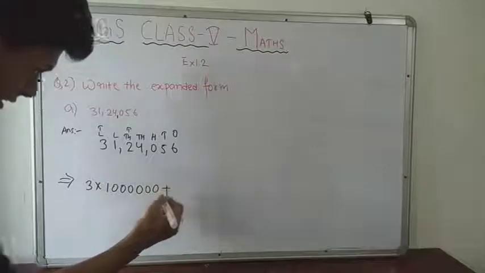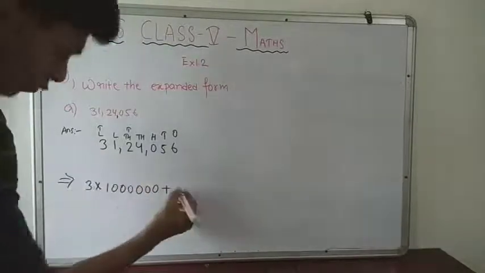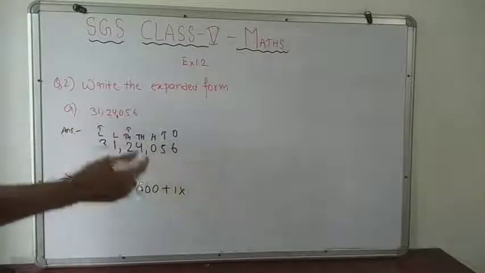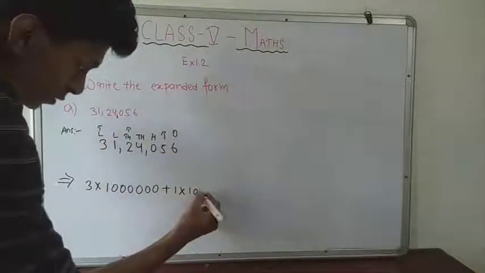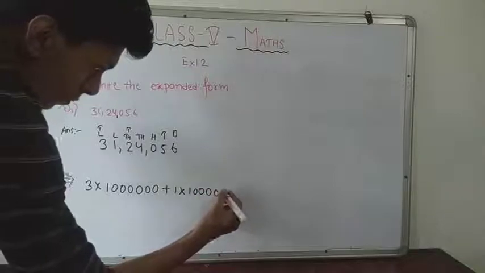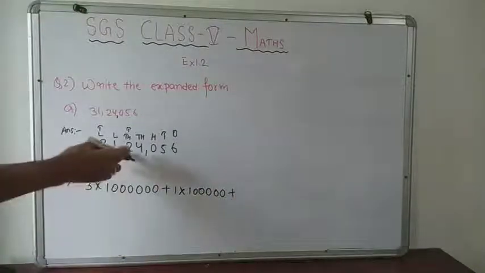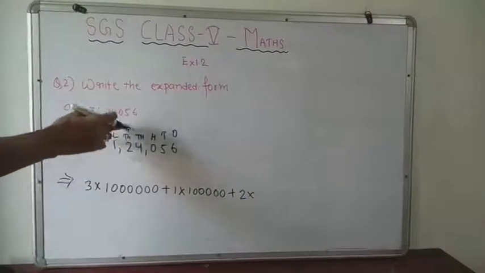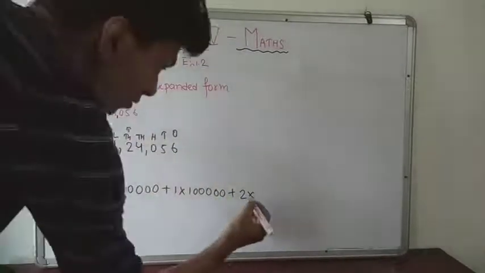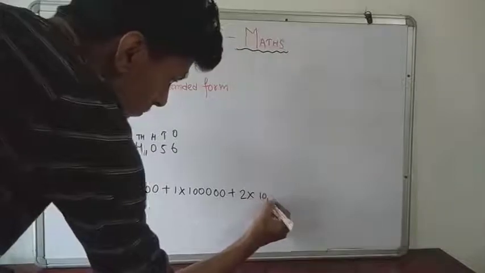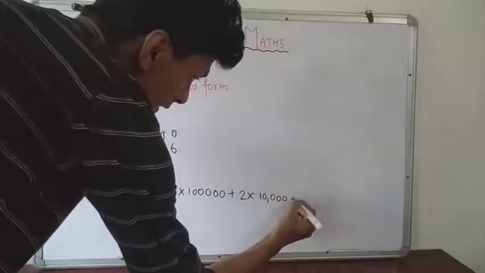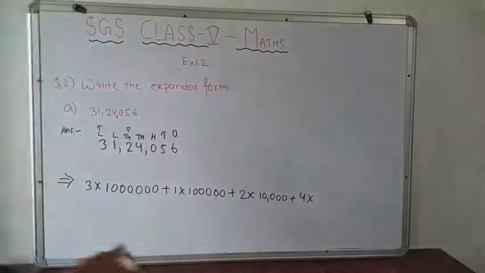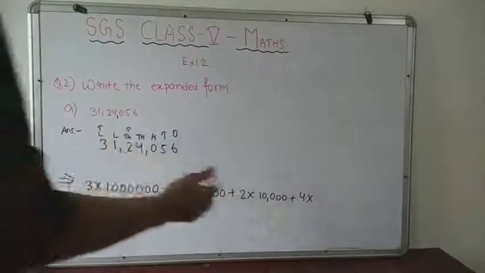Then we put the addition symbol. Then we write down 1 and multiply it with its place value. That is, 1 comes under lakh, so we multiply with lakh. Then we again place the plus sign. The next digit is 2, and we multiply it with its place value. 2 comes under which place? 10,000. So we multiply with 10,000. Then again the next digit is 4, and we multiply it with its place value, that is 1000.